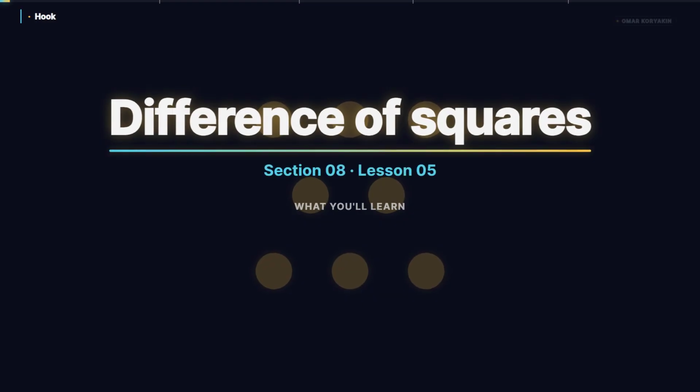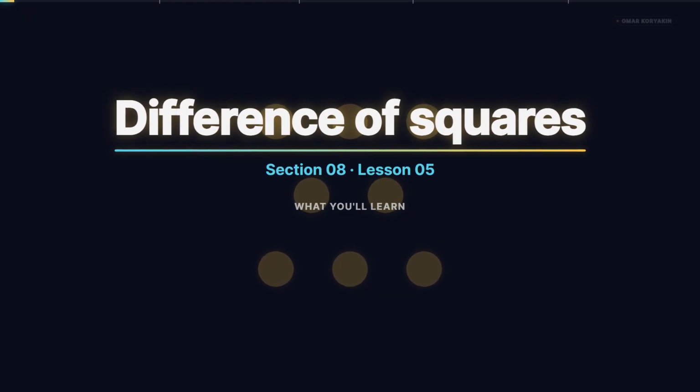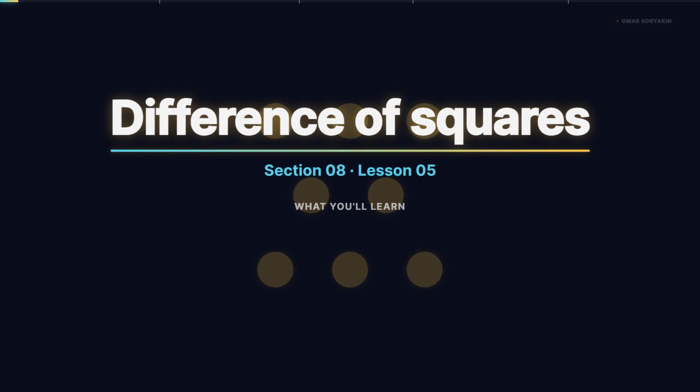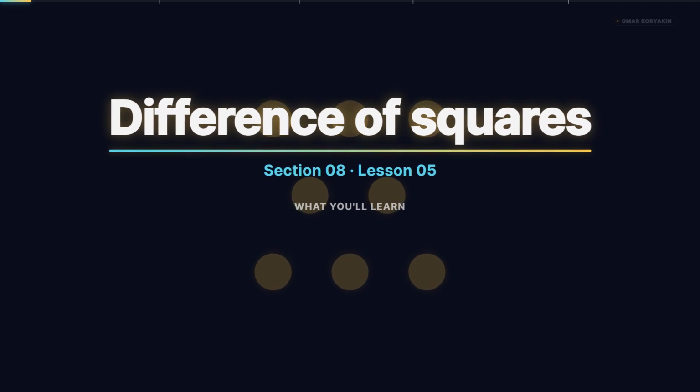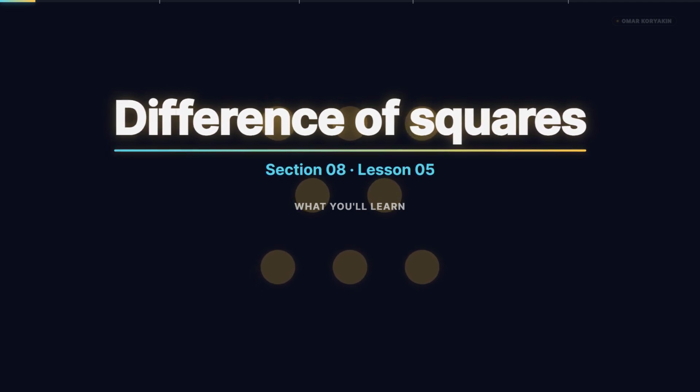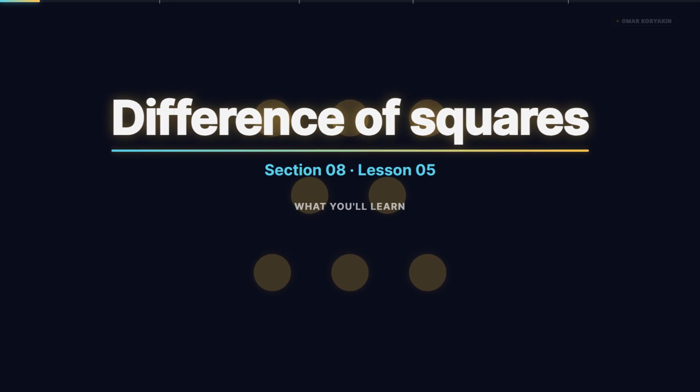Welcome to Section 8, Lesson 5. The difference of squares is the cleanest factoring pattern in all of algebra. It takes two perfect squares connected by a subtraction and produces two binomials that are mirror images of each other. The whole technique fits in a single line.